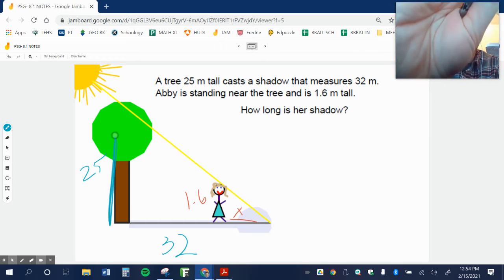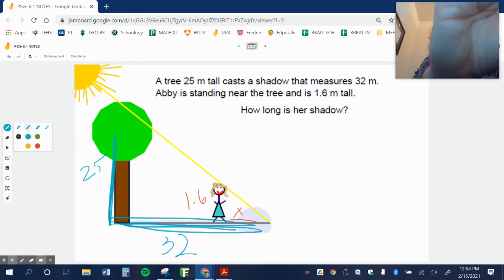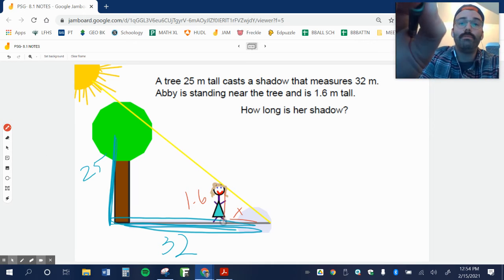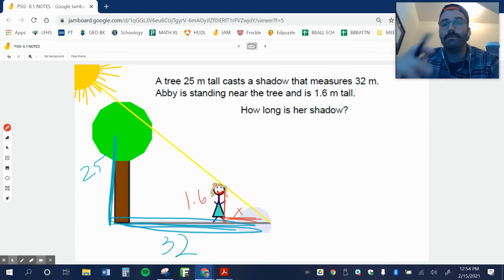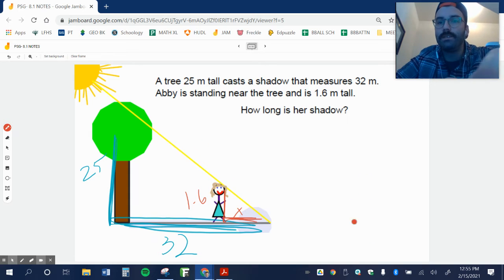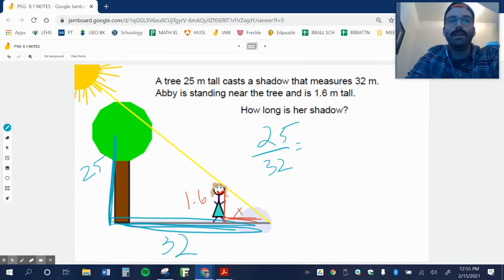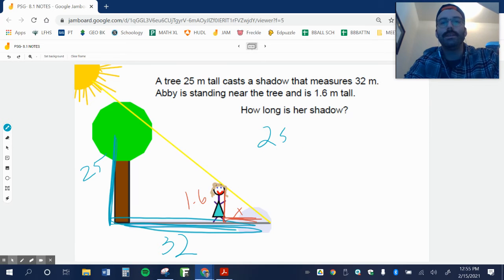All right. So I see that 25 and 32 go together because it's the tree and shadow. And then 1.6 and X go together because it has everything to do with Abby. Now I could draw these 2 separately, I could have drawn this little red triangle separately from the tree triangle. Doesn't matter. But let's set a proportion. That's our goal. 25 and 32 go together, so I'll keep 25 and 32 together. 1.6 and X go together, so I'll keep 1.6 and X.